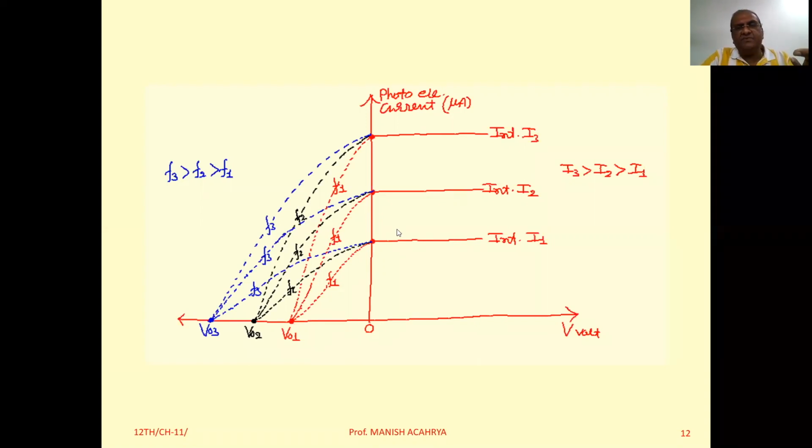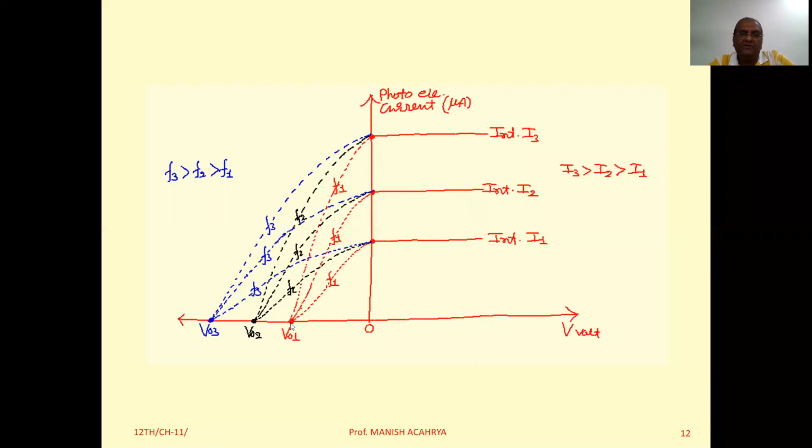The third time the experiment was repeated. Again the frequency was kept constant and intensity increased to I3. Again they observe this thing, the current increases. Here current increases from this to this. If positive potential at the collector is increased, the current remains constant. But if the negative potential is applied and is increased, then photoelectric current decreases, and again at the same stopping potential, it becomes zero.